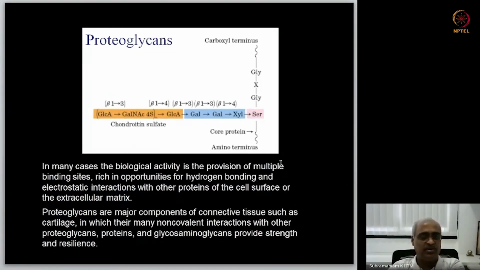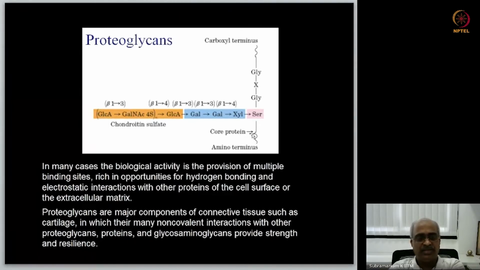So I already told you proteoglycans contain chondroitin sulfate. So usually the chondroitin sulfate polysaccharide is attached via a trisaccharide linker, galactose, galactose, xylose, to a serine hydroxyl group on a protein called the core protein.